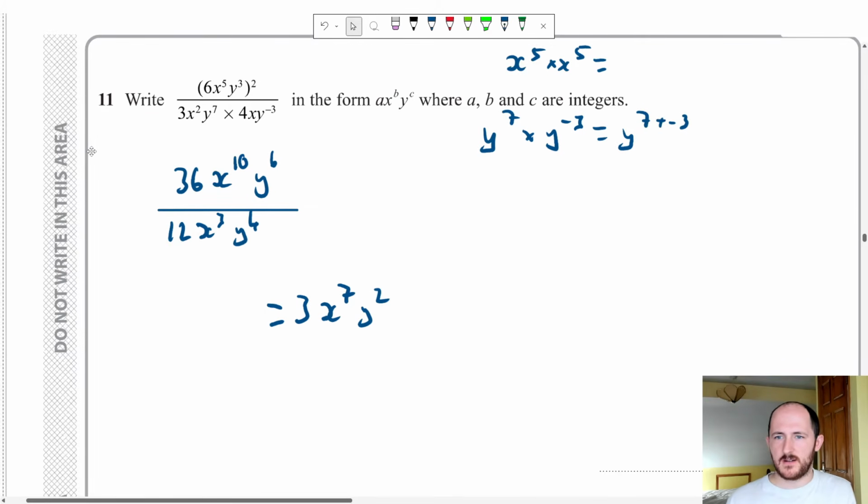By the way, this is, I love Microsoft. Okay, there we are. But b is 7, and c is 2. So it's an integer. It's all done.